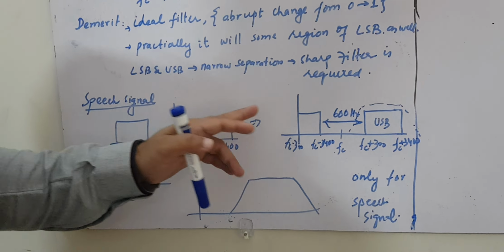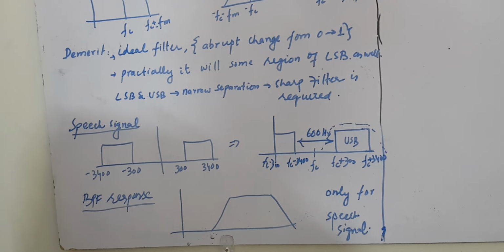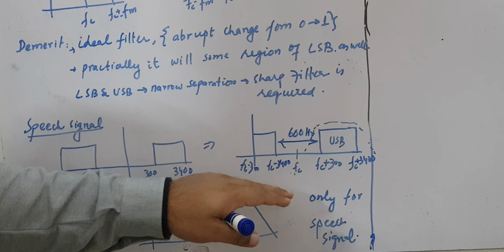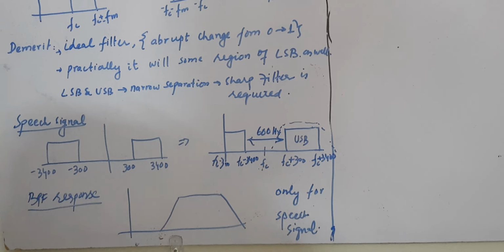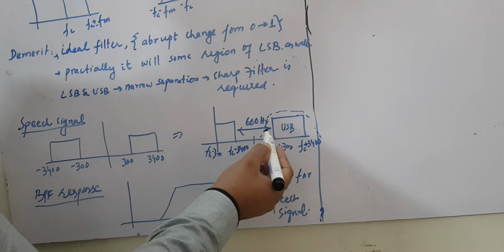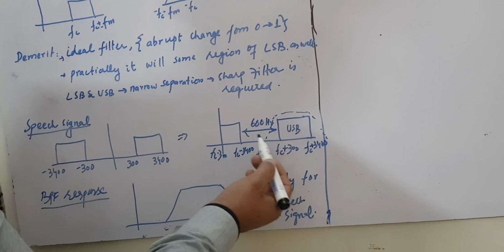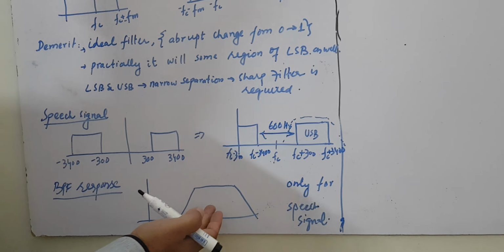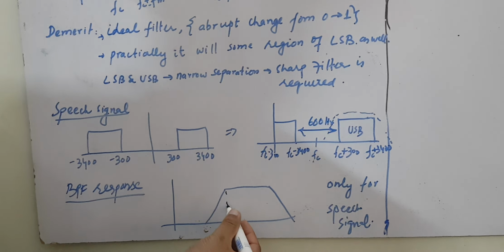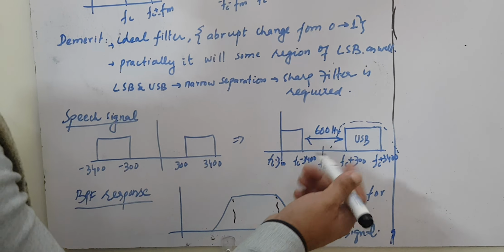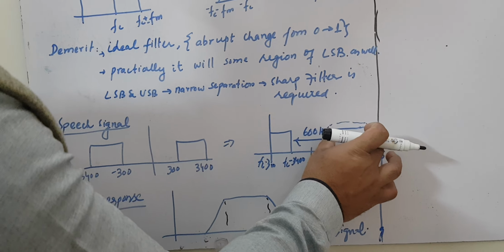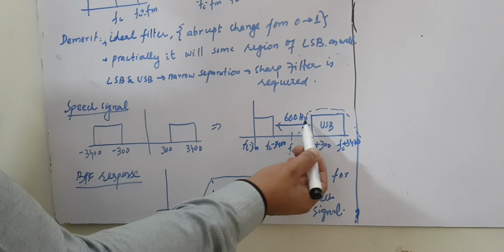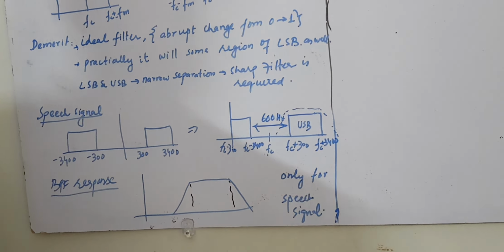So if you write this in terms of the upper sideband and the lower sideband, you can see this is the fc. This is the lower side and that is the higher side, and there is a big separation between these two bands, like 600 Hertz separation. The response of the band pass filter is something like that. It means that you can easily select one sideband, either upper or lower, from the speech signal, because there is a large separation between these two bands.